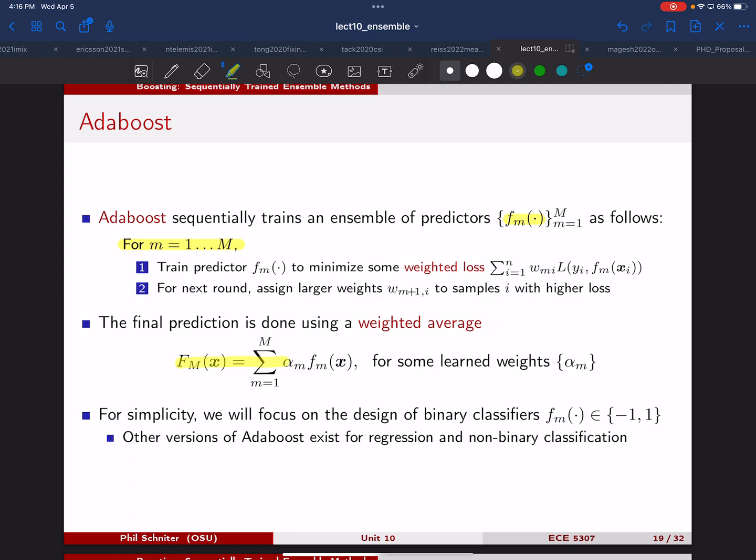Okay, so this is what we're eventually going to use as our main method, this capital FM. And for this derivation, we're going to focus on binary classifiers, and on predictors that always return either 1 or -1. So they're not returning soft estimates, but hard estimates. There are versions of this that have been derived for regression and non-binary classification, but just for simplicity, we're going to focus on this case.